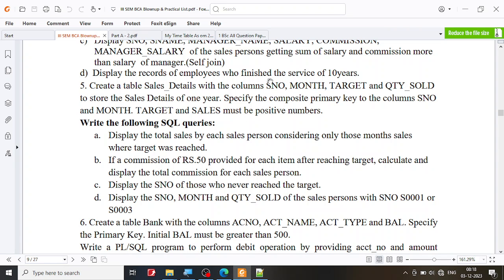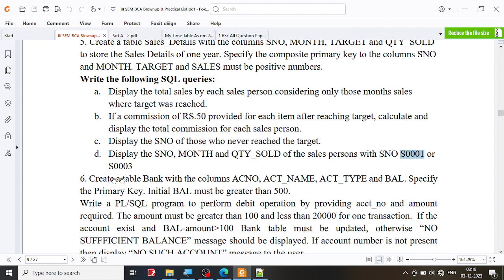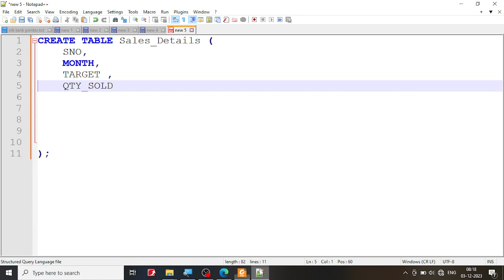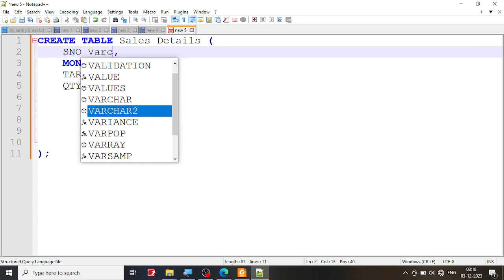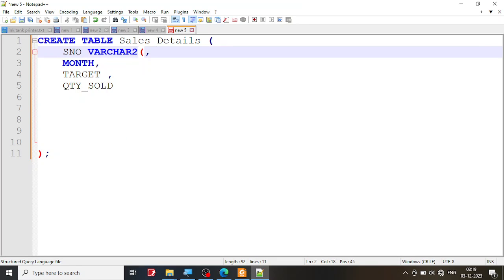The one thing you notice here is the salesman number. Generally we think that it is a number. However, if you look at the question at the end, they said salesman with the salesman number S001 and S003. If you notice, S001 and S003, these are not just numbers. So there are 5 characters altogether, 4 plus 1. So I'm going to take the serial number as varchar, and I'm going to take it as varchar 5.